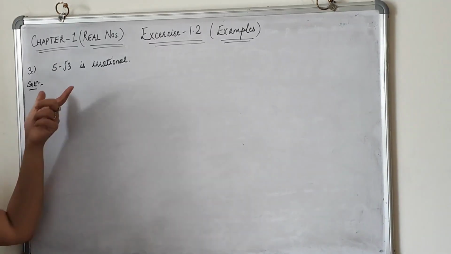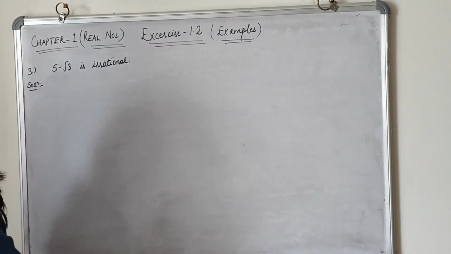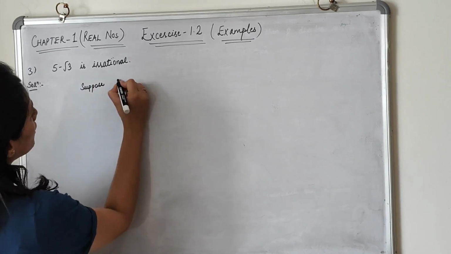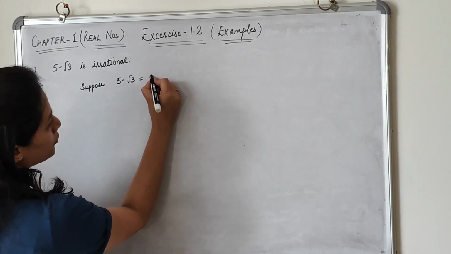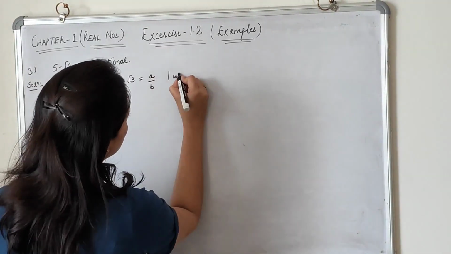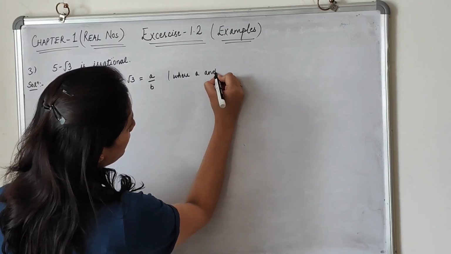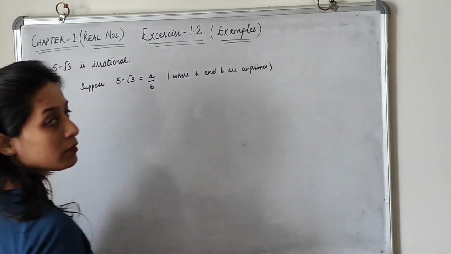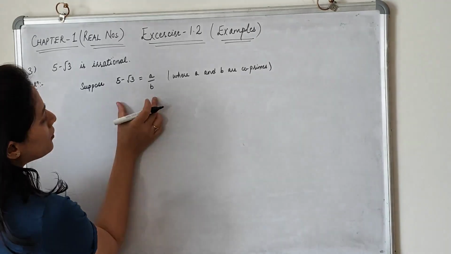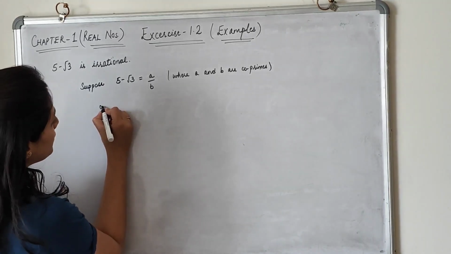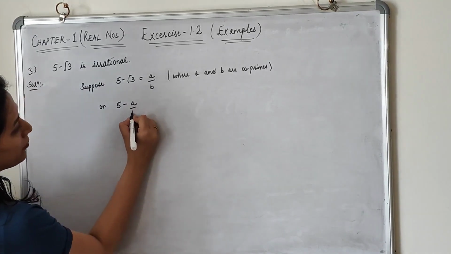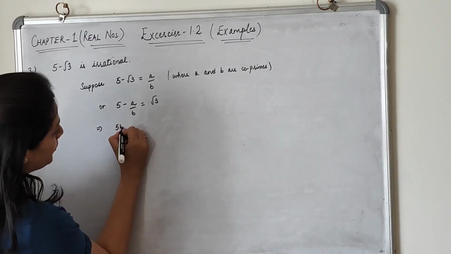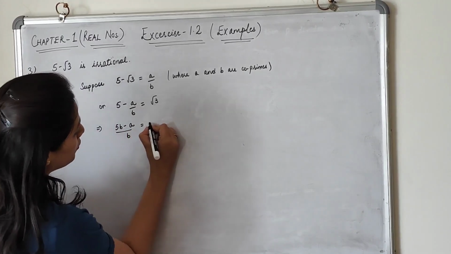Question number 3. Prove that 5 minus root 3 is irrational. Suppose 5 minus root 3 is a rational number where A and B are co-primes, and can we write this equation as 5 minus A by B is equal to root 3, which is equal to 5B minus A upon B is equal to root 3.